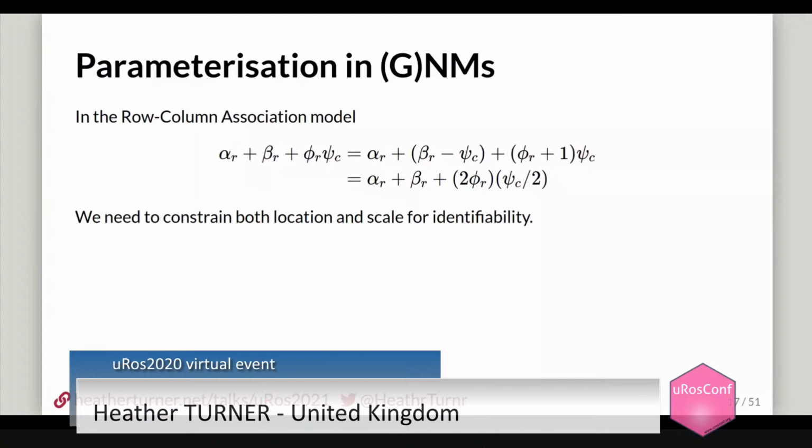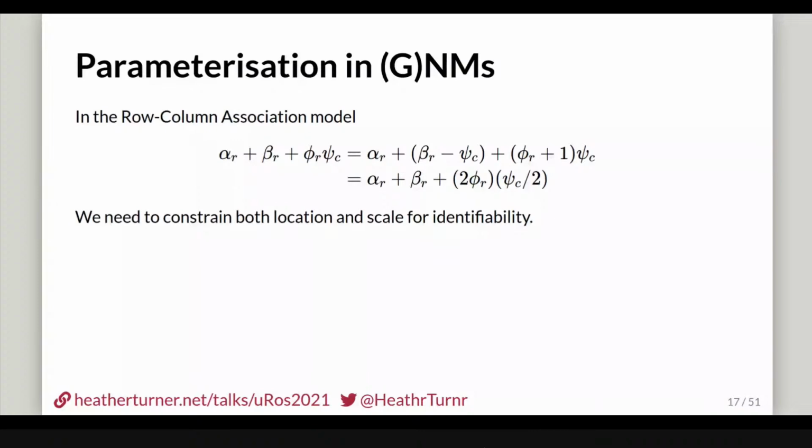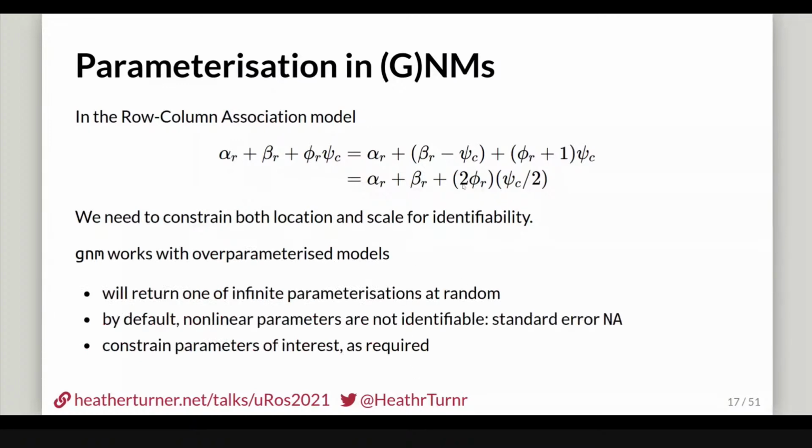And in general, for generalized nonlinear models, it's not as straightforward as in linear models to define general rules for how to constrain a model. Sometimes you need to constrain location, sometimes location and scale, sometimes location, scale, and rotation in multi-dimensional space. So it can get quite complicated. And GNM just avoids this problem, essentially, by working with over-parameterized models. What this means in practice is it will return one of the infinite parameterizations at random.